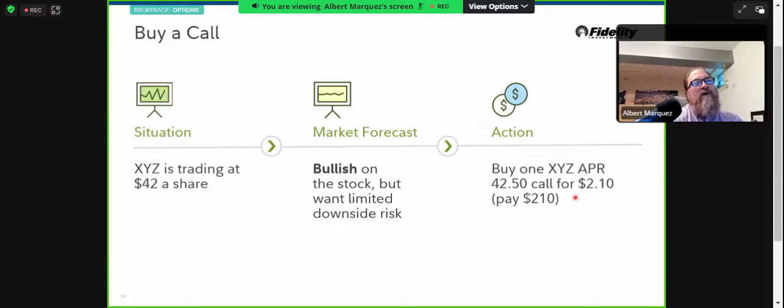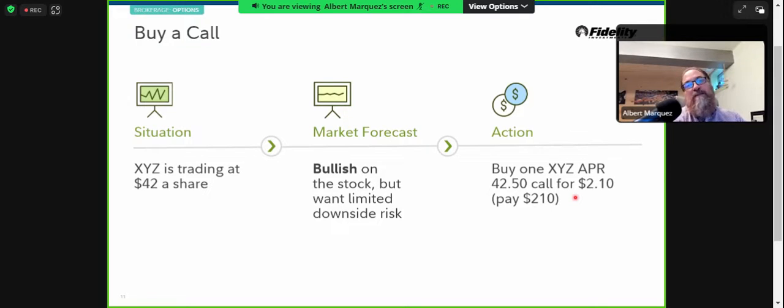So what do we know about buying options, and specifically buying a call? What does our risk look like? Well, we didn't want to buy 100 shares of XYZ at $42 a share because we didn't really want to have $4,200 at risk. Now, the stock could technically go to zero, and we would lose that full investment. However, now we can buy a call for $210 and have the same type of exposure as we would with 100 shares of XYZ.